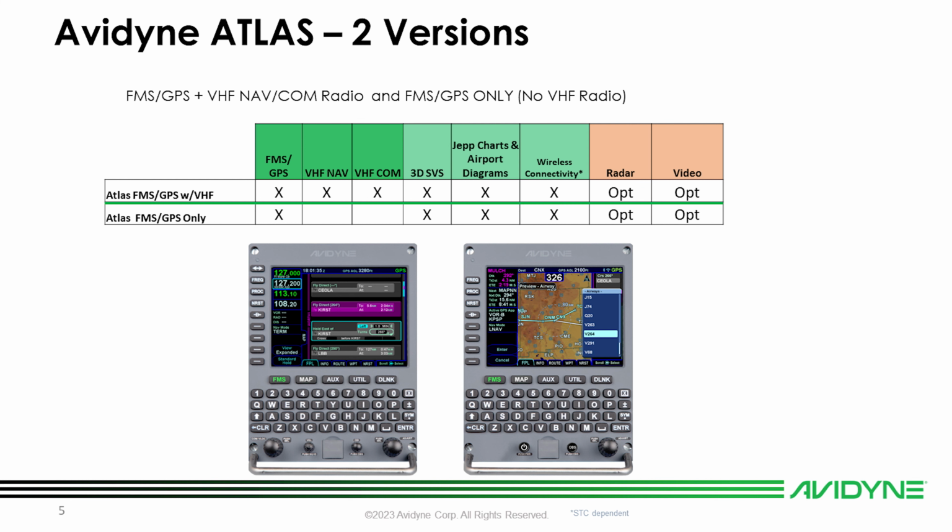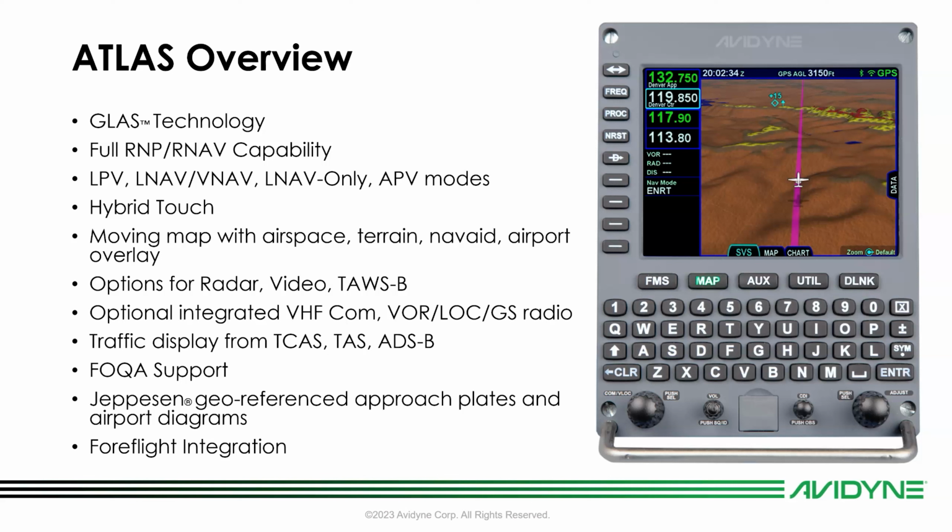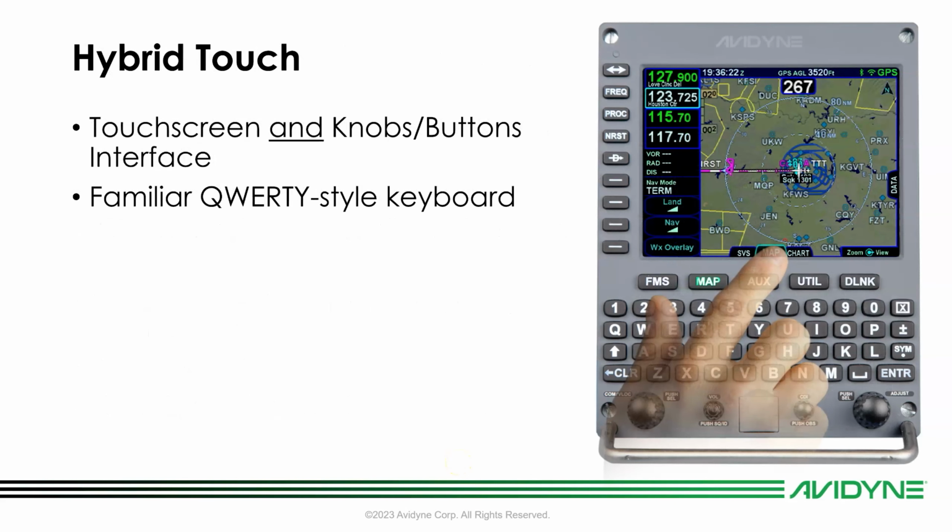So it's a very versatile flight management system designed to fit into a standard Zeus width UNS form factor FMS in the pedestal. The Atlas features full RNP RNAV capability, including LPV approaches, full WAAS capability. The hybrid touch shows touch screens and knobs and buttons. So pretty much anything you can do on the touch, you can do with the knobs and buttons and vice versa, which is really nice.